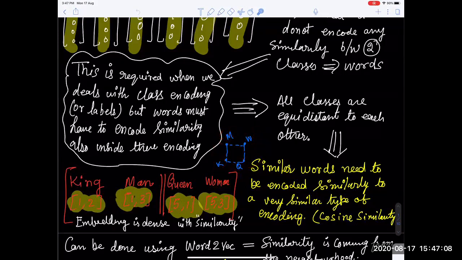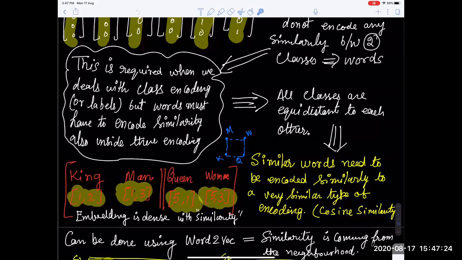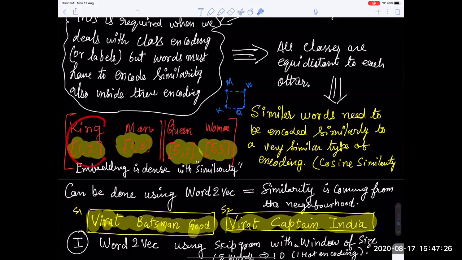So if your embedding actually understands this thing, then king minus man plus woman is going to give you something which is going to be queen. So similarity has to be somehow embedded in my encoding. Then if I give you two embeddings like this, then you can say that okay, this king is actually far from woman, but because of certain things, king and queen are close to each other.